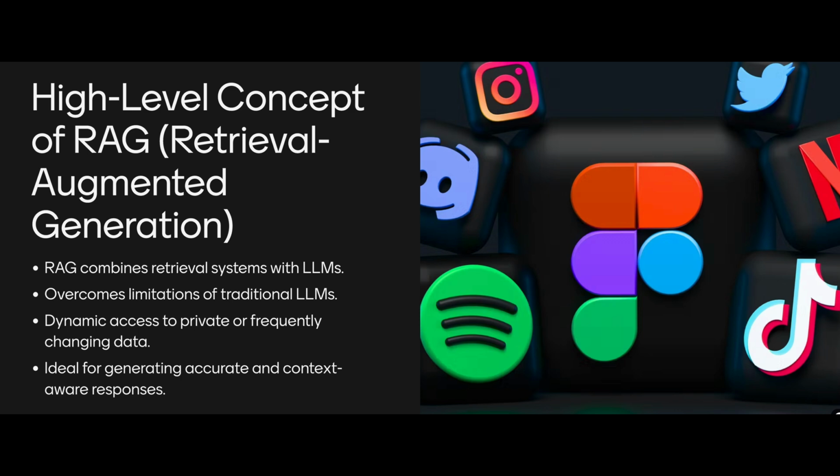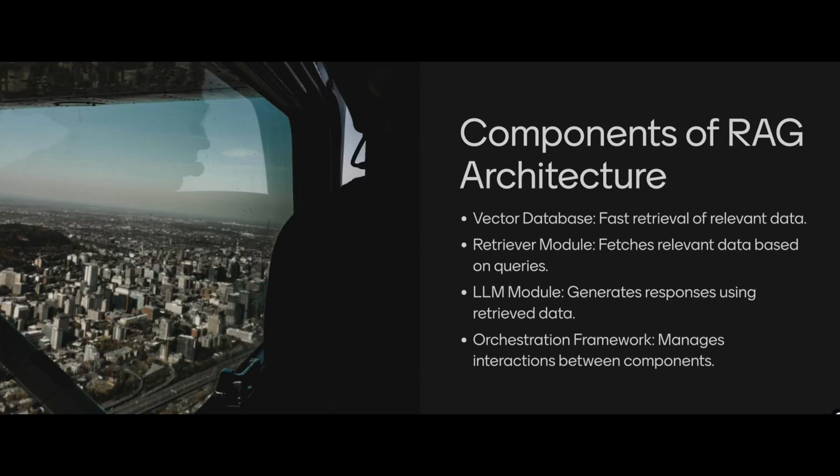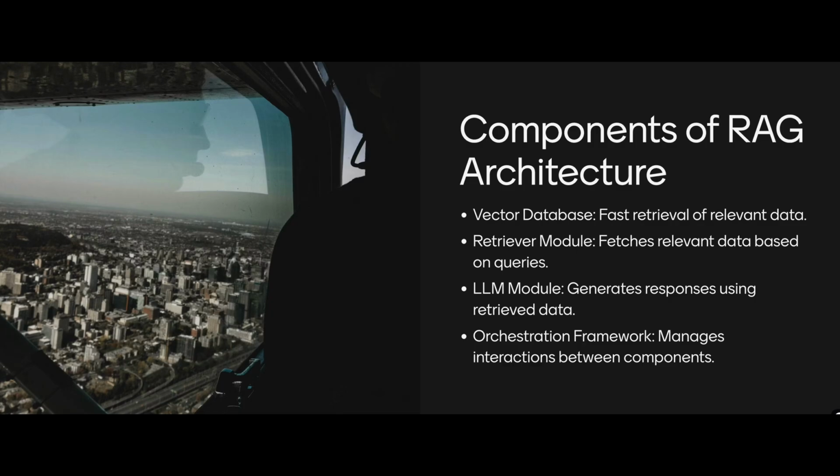So what is the RAG architecture? RAG combines two key components, the retrieval system and the LLM. A retrieval system that fetches the relevant information from an external source like a vector database or the internet, and the LLM that uses the retrieved information to generate an accurate and contextually aware response.